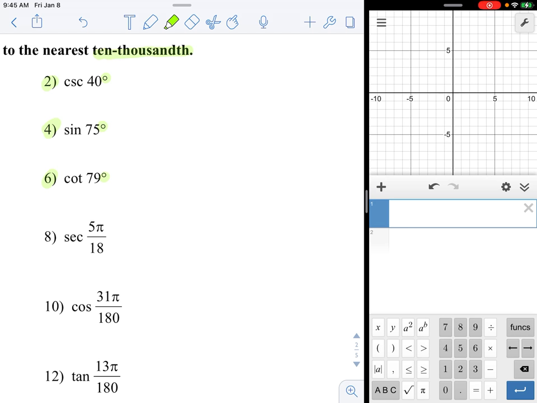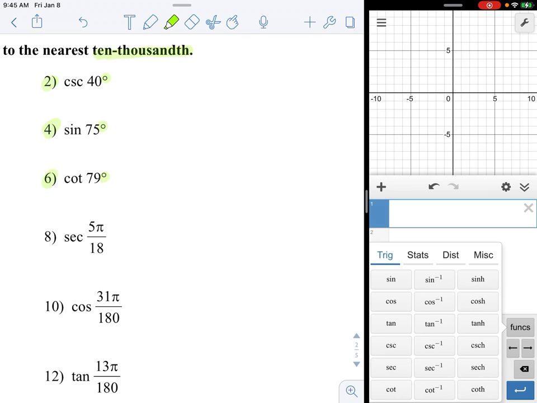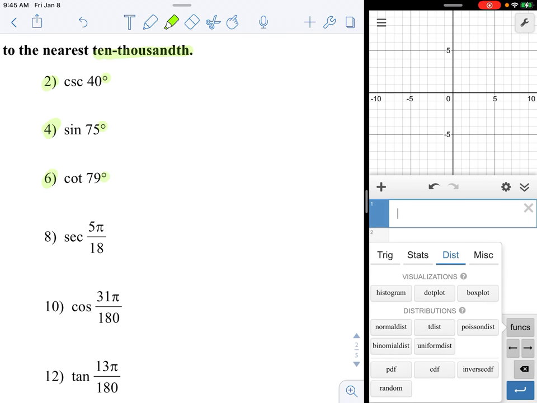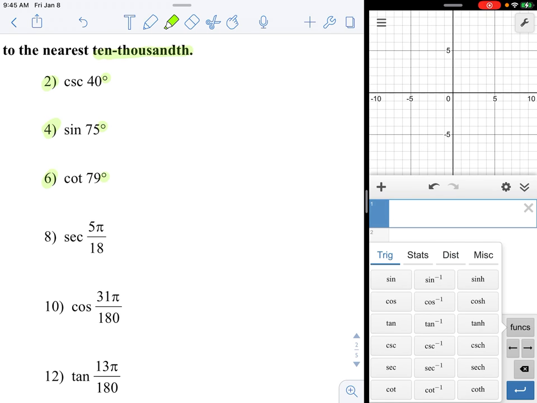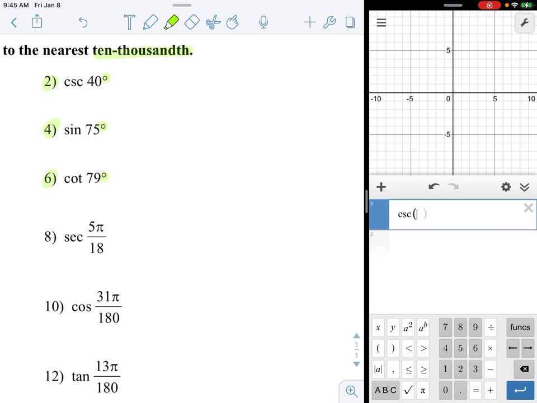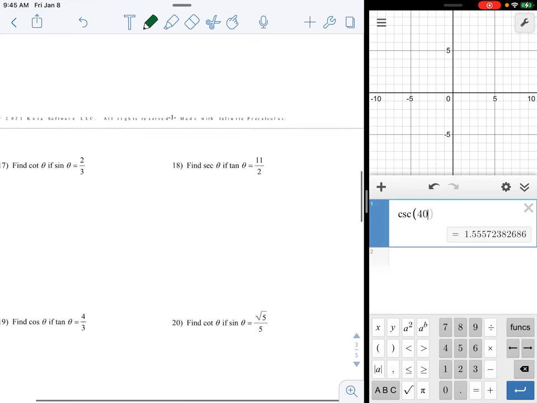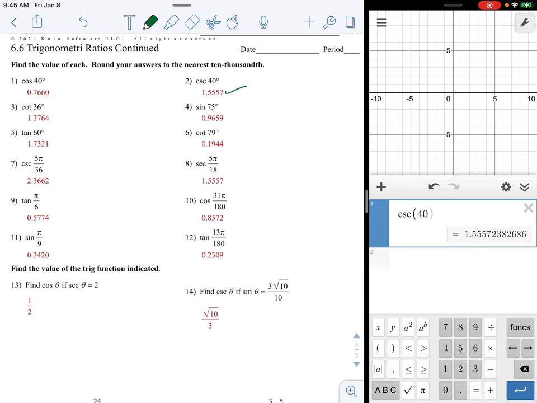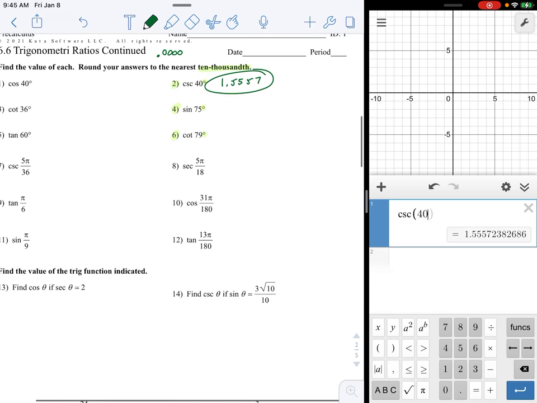Now, how do I get cosecant on my calculator? In the bottom right, I'm going to hit the function button. Trig, stats, distribution, miscellaneous. Of course, we want trig. In the left column, about halfway down, you see cosecant. Simply type in 40, and I get an answer, 1.5557. And wouldn't it be great if I had good handwriting? But that's it. We're not doing high-level math with a lot of calculation and steps and everything. We're just letting the calculator do the work.